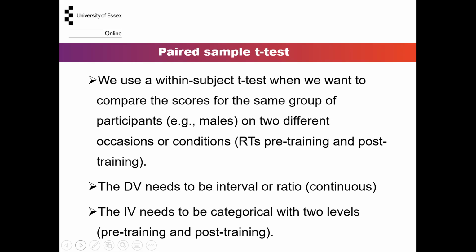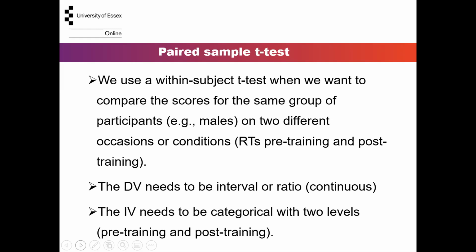So we had one group of participants and we compared them on two occasions, before they received the antidepressant drugs and after. The same participant basically had two responses, before and after. Again, some of the assumptions of the paired sample t-test are that the dependent variable needs to be interval or ratio, our depression levels, and the independent variable needs to be categorical with two levels. So we have the pre-drug assessment and the after-drug assessment.